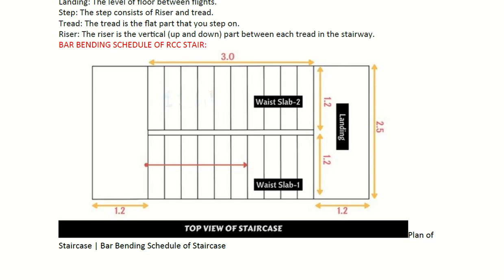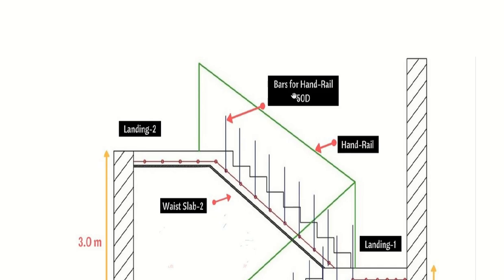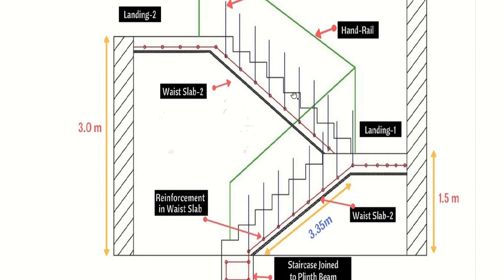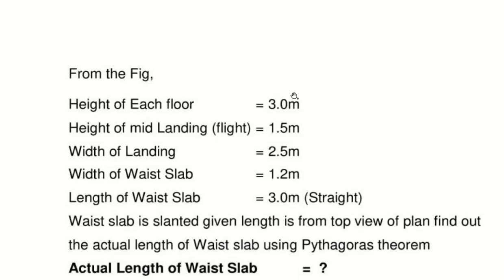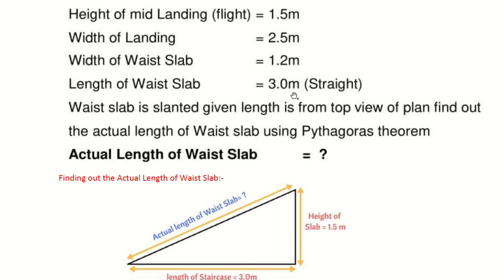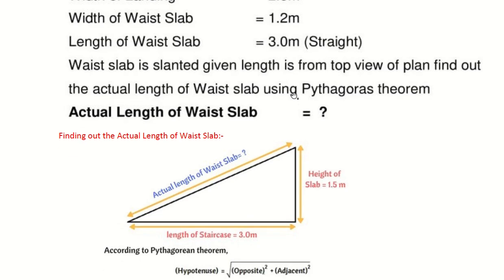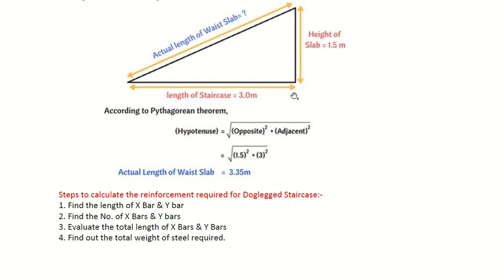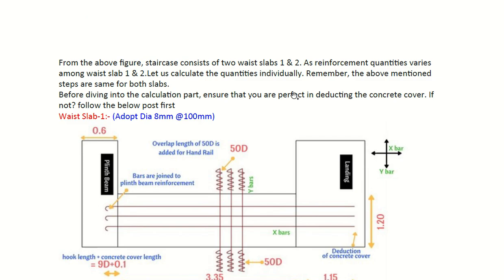The height. And the height is given in the other drawing. Total height is 3 meters, 1.5 till the mid. So I believe it will come out to be somewhere around 3.35 meters. So the first thing, whenever you have this, you need to calculate the inclined length of the base slab. Okay. Now the bars.